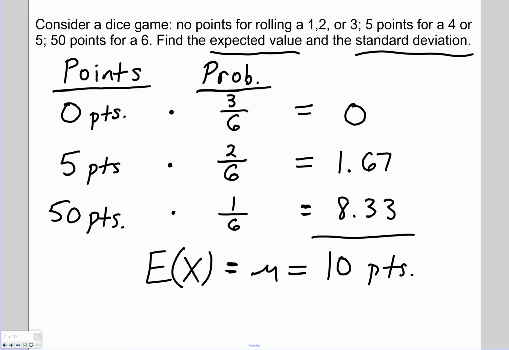Now, this is interesting, all right? And I hope you find it interesting as well. What's the chance I play this game and get 10 points? If I play the game one time, what's the likelihood I get 10 points? You can't get it. 0. Do you see how my options are 0, 5, or 50? But they're telling me I expect to win 10 points when I play the game. How does that work? How can you expect me to get 10 points if I can't get 10 points?